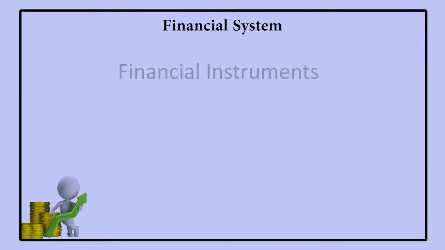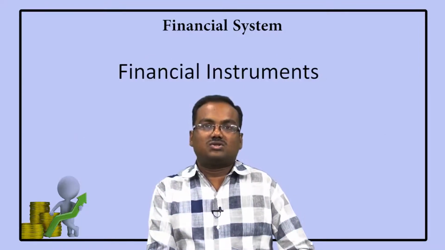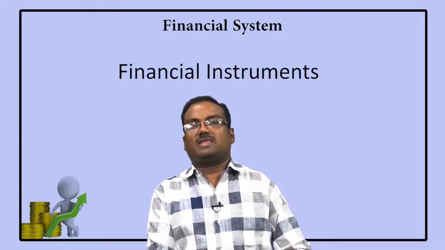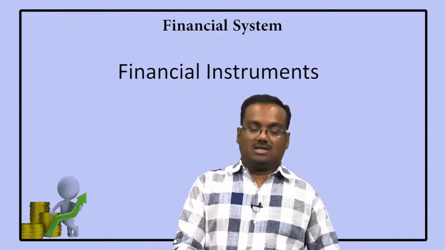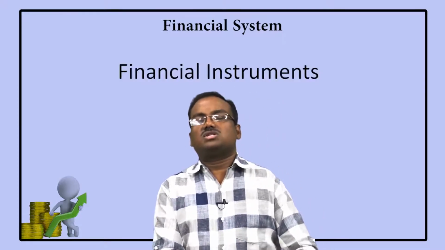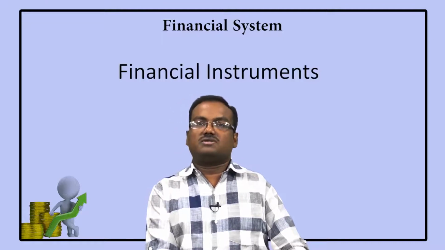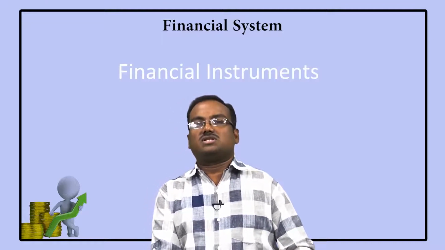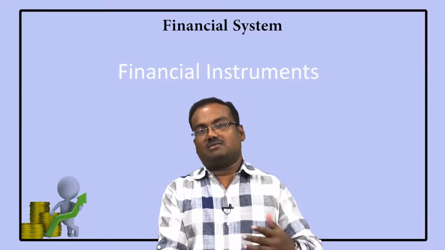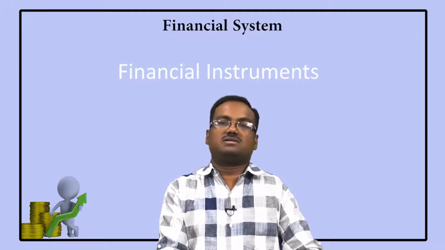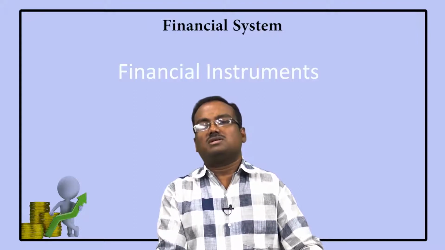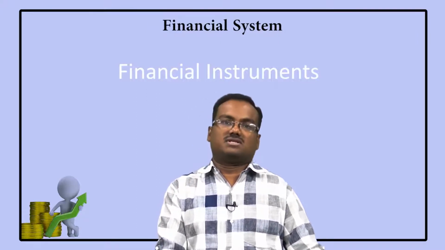The next part in the definition is the instruments, that means the financial instruments. What type of financial instruments are generally used in our financial system? The financial instruments are commercial bills, equity shares, preference shares, debentures. These are the financial instruments used under the financial system. There are so many financial instruments, as we have already said: equity shares, preference shares, debentures, government bonds, commercial bills. These are the financial instruments generally used under the financial system.